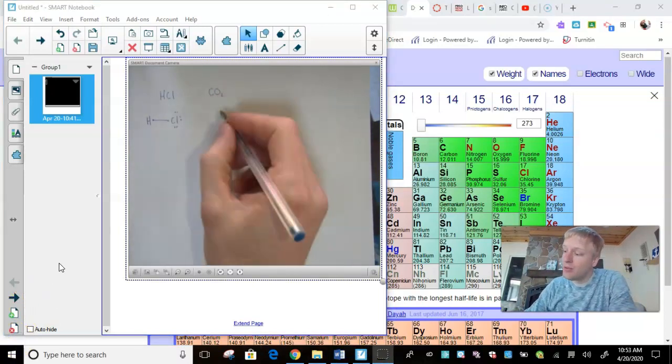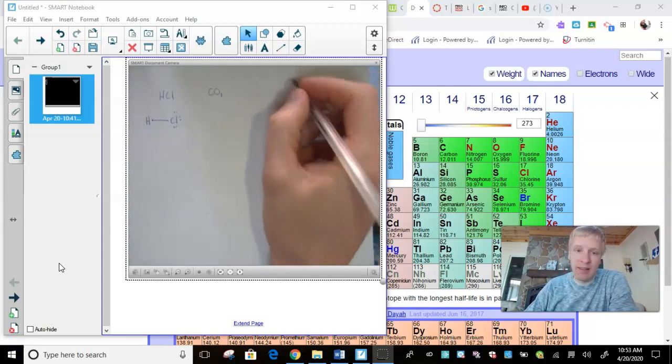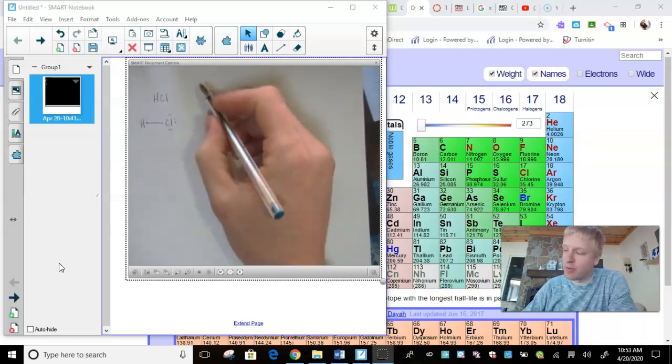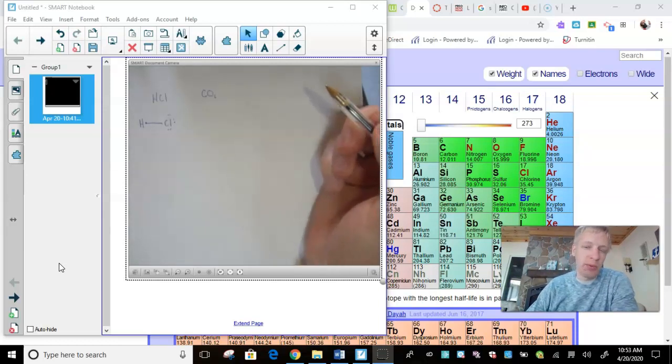Alright, so CO2, we have to figure out what the center atom is. Basically, in a nutshell, it's the one in least supply, which would be carbon because there's 1, and oxygen there's 2. So I'd put carbon in the center. That works most of the time.